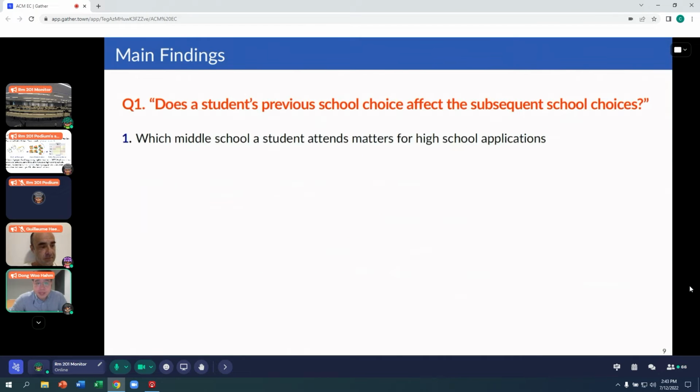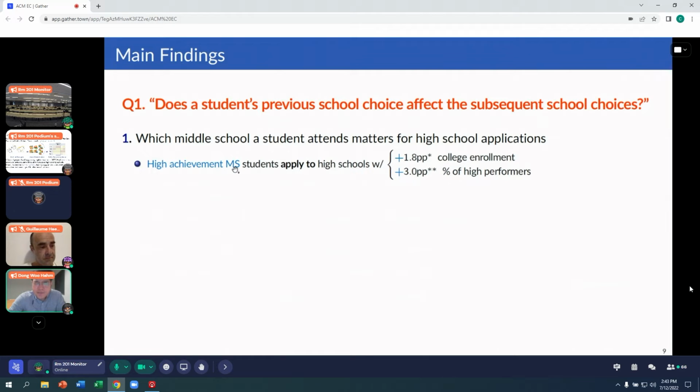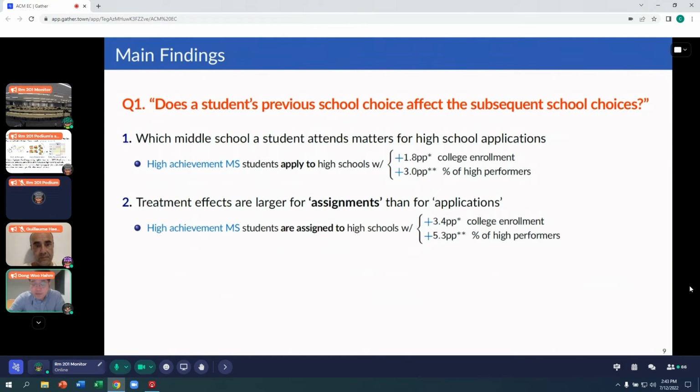So what do we find? First, we find that the middle schools the students attend impact the students' applications to high schools. We find that attending a high achievement middle school makes students apply to high schools of higher quality. And second, when we look into the assignment to high schools, we actually find that the treatment effects are larger in magnitude.